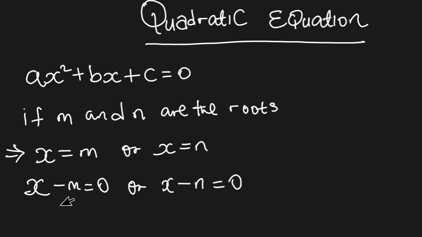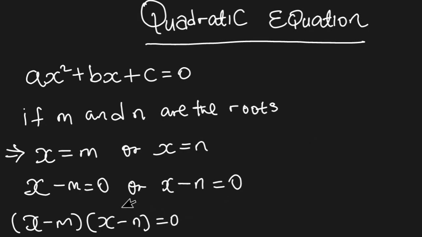If we thereby bring them together in a closed bracket, that is this multiplied by this, everything equal to 0, because both of them are equal to 0, right? So it therefore means that (x minus m)(x minus n) equal to 0. Then from here we open the brackets. x times x is x squared, x times n is minus xn, m times x is minus mx, and m times n, minus times minus becomes plus, and that becomes mn.